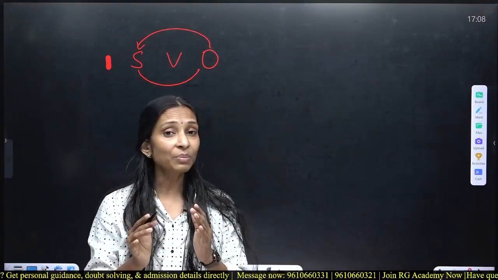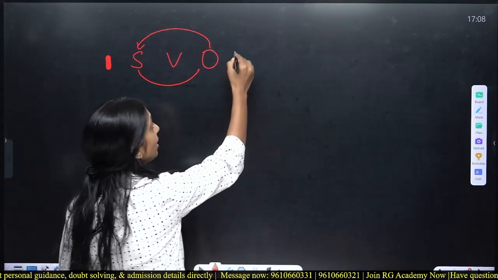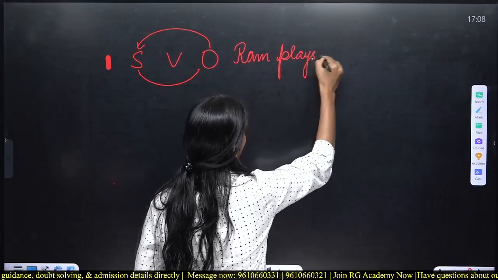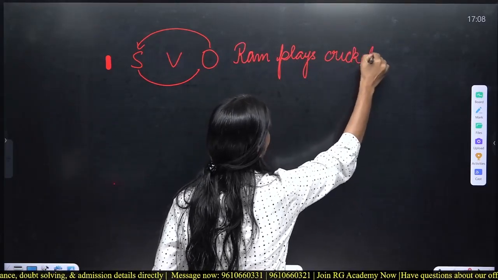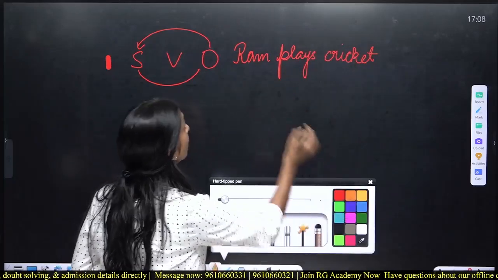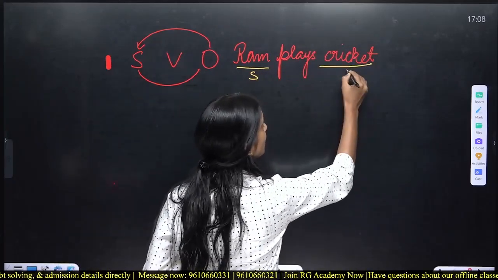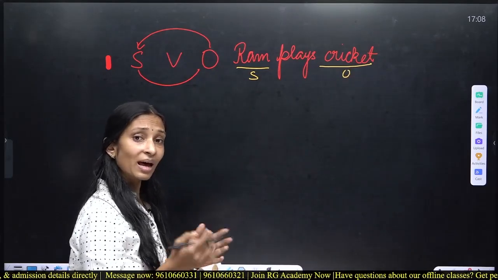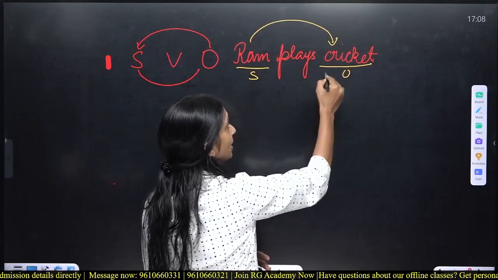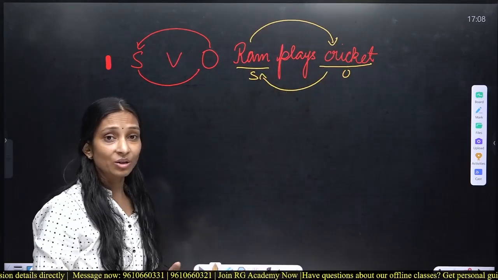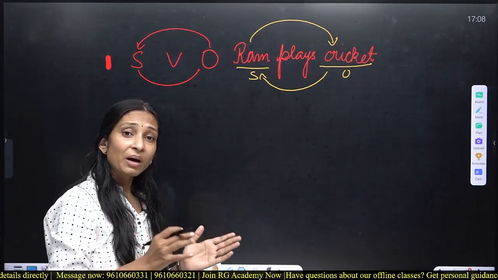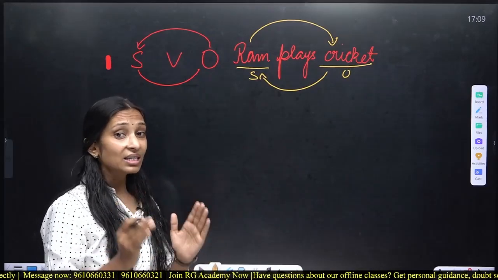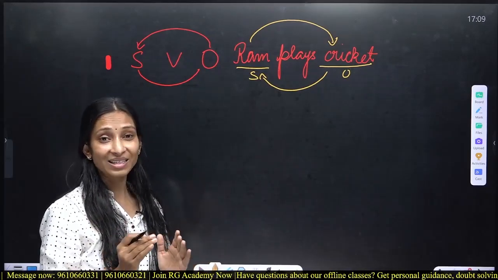Let us take a very simple example to understand this further. Like if we say, Ram plays cricket. Now here, Ram is our subject and cricket is our object, right? So this is an active sentence, and when we change it from active to passive, Ram is supposed to go at the end and cricket is supposed to come in the beginning. So what will be the answer? Cricket is played by Ram. So this is how the subject becomes the object and the object becomes the subject. This is the first and the most important rule of active and passive voice.